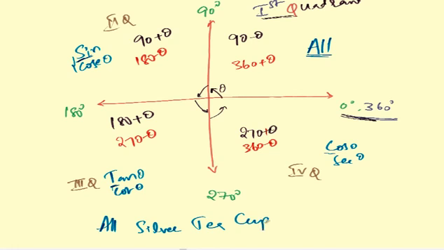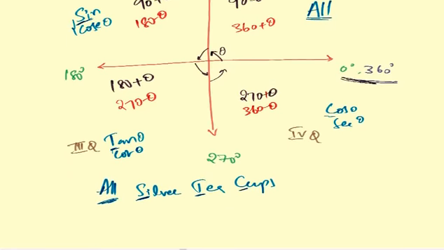You remember this thing, All Silver Tea Cups: in the first quadrant all are positive, in the second quadrant only sine is positive, and its reciprocal, 1 by sine, which is nothing but cosecant, is positive. In the third quadrant, T means tan is positive, and its reciprocal cot will be positive. Cups means C means cos, and its reciprocal secant will be positive. This is how you remember. So with the help of these quadrants, we can find whatever the angle is given, friends.